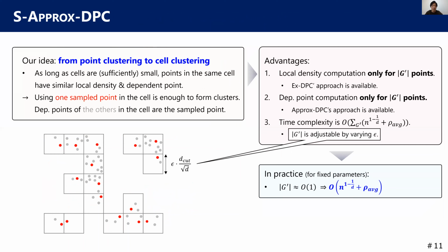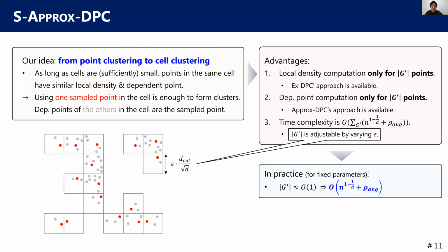Our second approximation algorithm, S-approx-DPC, further improves the efficiency by converting point clustering to cell clustering. From the grid structure, it is easy to see that points in the same cell have similar local densities and similar dependent points. From this observation, even if we use only one sample point in each cell, the clustering result does not change much.